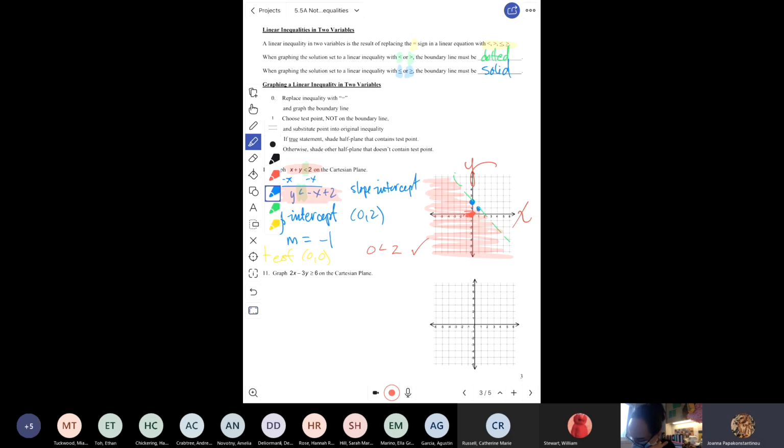Okay, let's do another one. I want to graph this linear inequality on the Cartesian plane. What do I do first? Okay, so how am I going to do that to get it in slope-intercept form? Okay. That's going to give me negative 3y is greater than or equal to negative 2x plus 6. Then what? Oh, divide by negative 3. What do I have to be careful of? Change the direction of the inequality because I am dividing by a negative across the inequality.